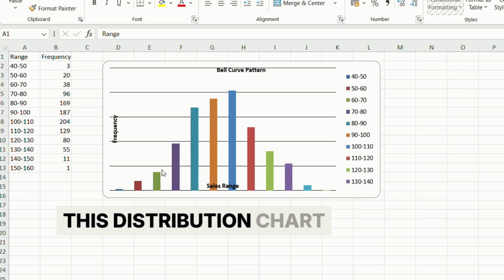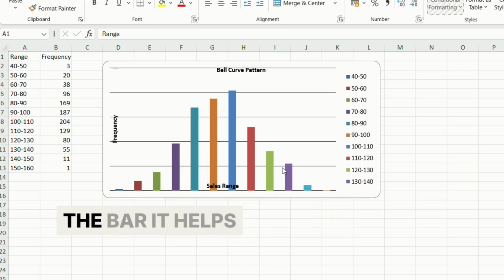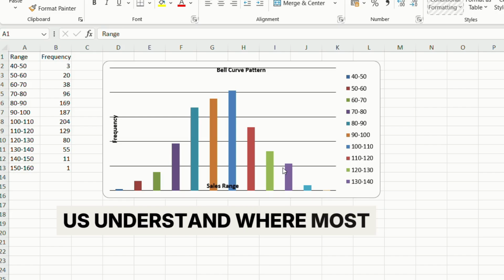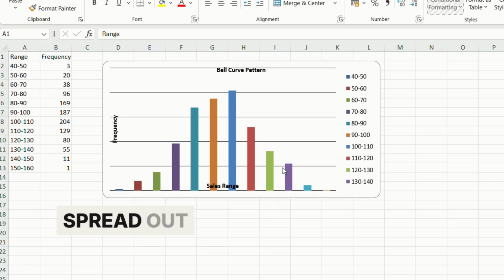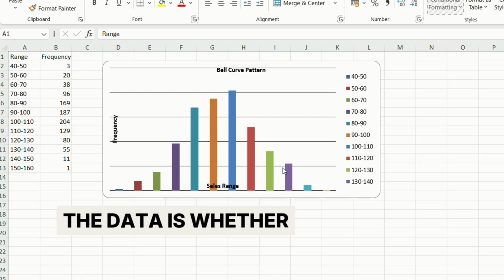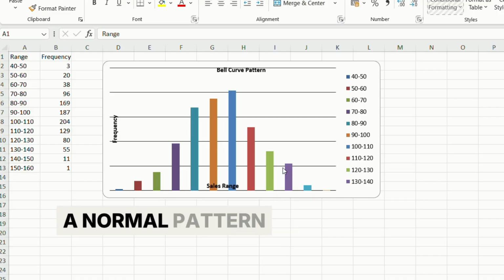So this distribution chart is more than just bars. It helps us understand where most values occur, how spread out the data is, and whether the data follows a normal pattern.